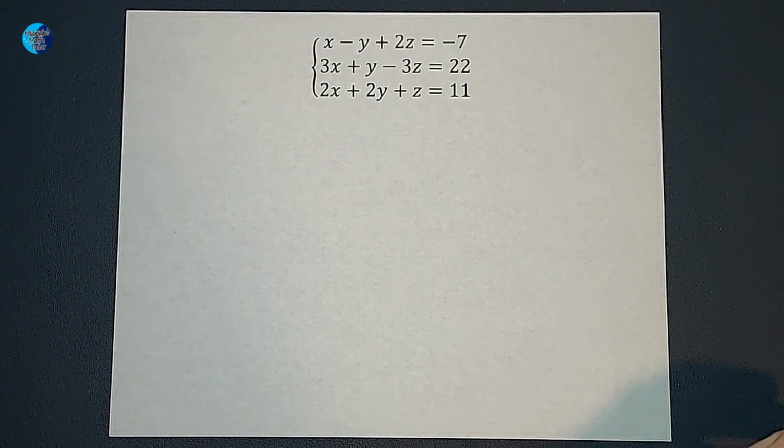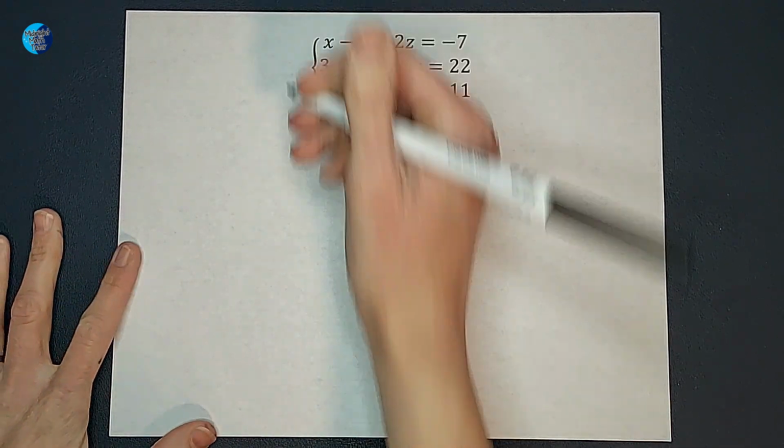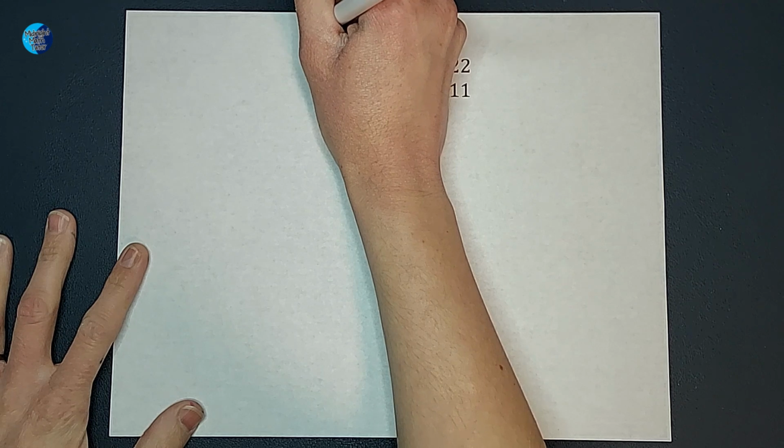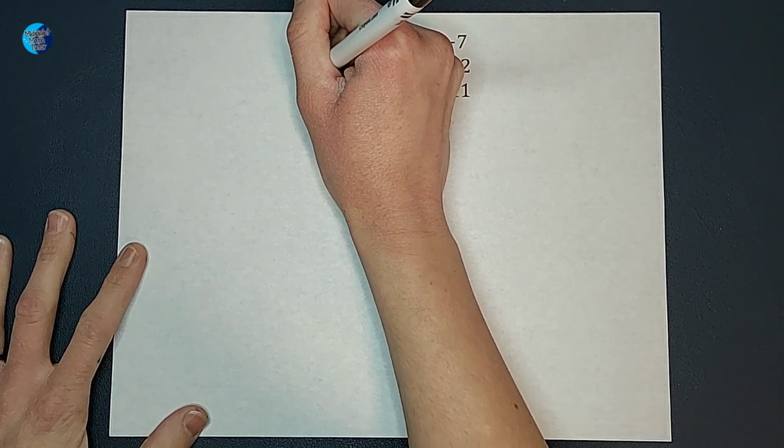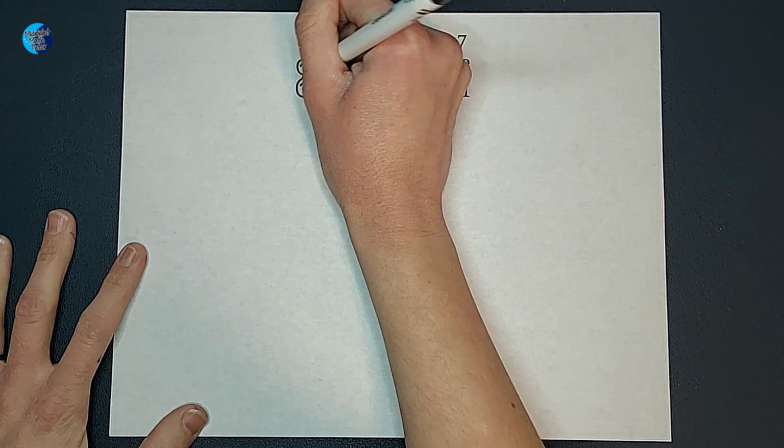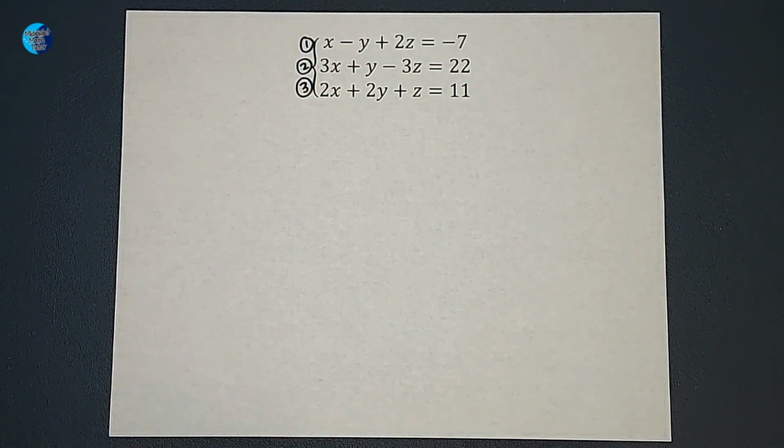All right, the first thing I always like to do when I am solving systems of equations like this is I like to number my equations. It just helps me keep them straight. I'm going to be moving these around, manipulating them a little bit. So I want to remember where everything comes from.